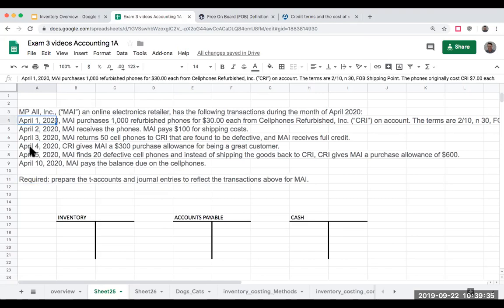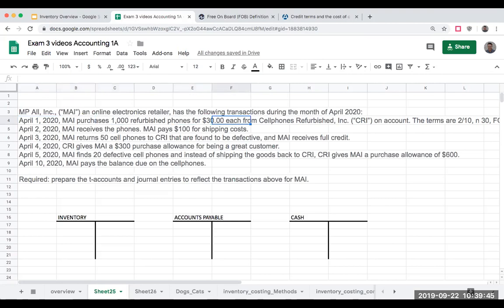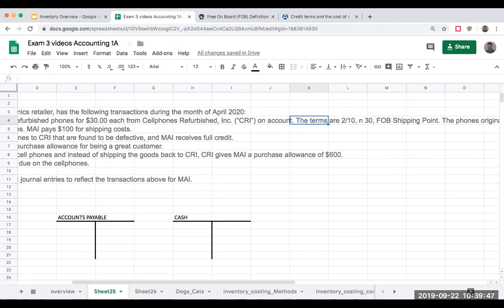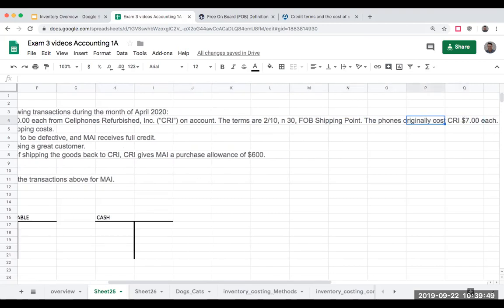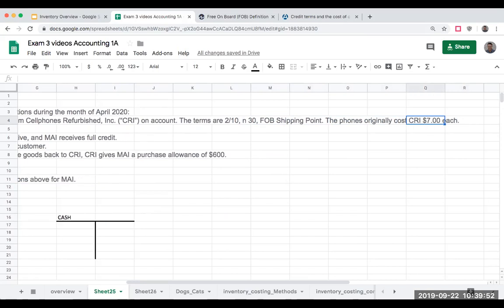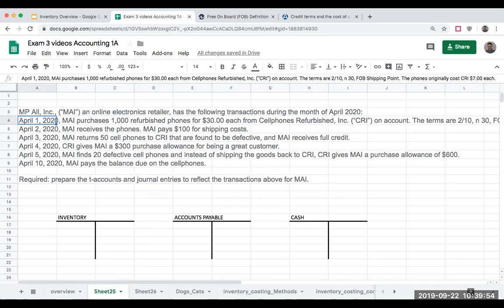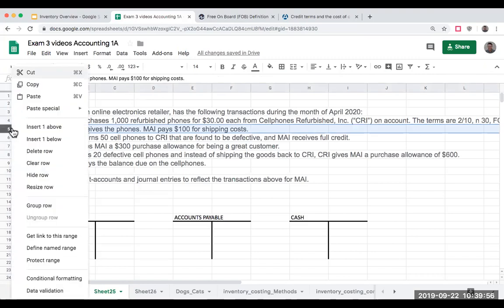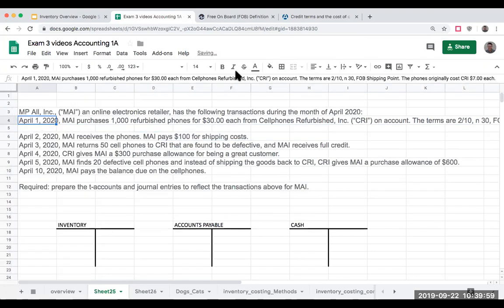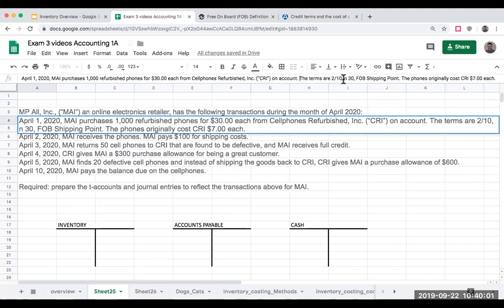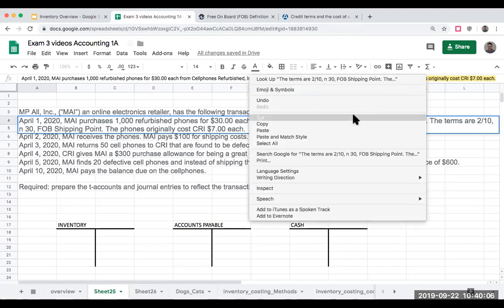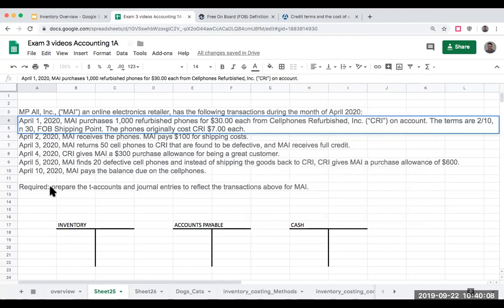So on April 1st, MAI purchases 1,000 refurbished phones for $30 each from Cell Phones Refurbished Inc. on account. The terms are 2/10 net 30 FOB shipping point. The phones originally cost CRI $7 each. So we don't really care what the phones cost CRI. Rather, we're more concerned in terms of what we're spending for these phones.